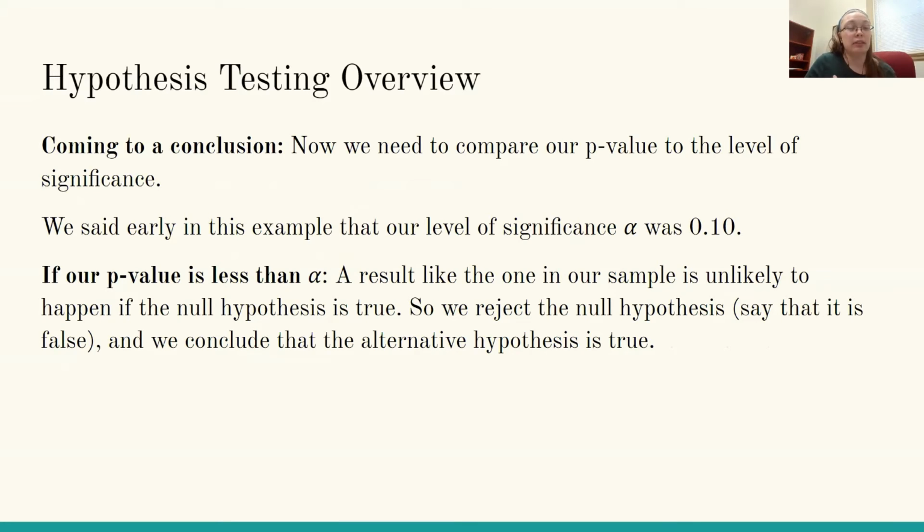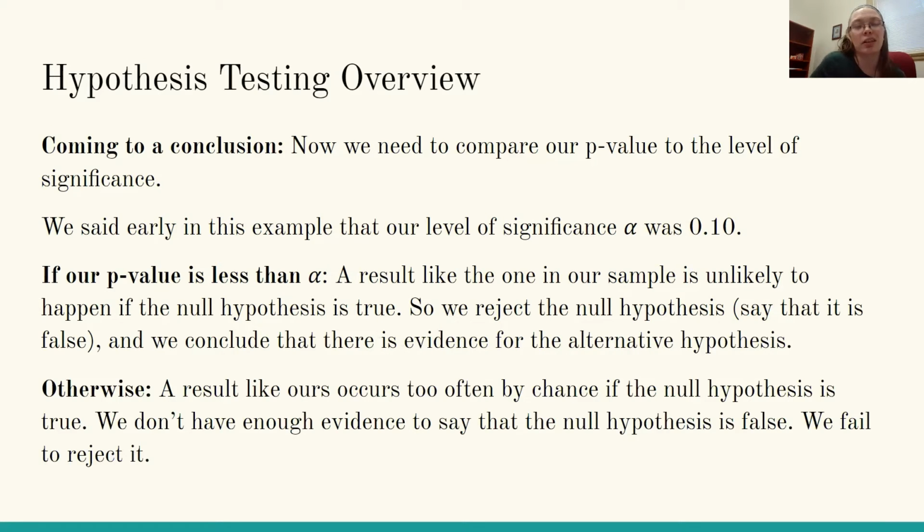If our p-value is less than alpha, then that says that a result like the one in our sample is pretty unlikely to happen if the null hypothesis is actually true. So we think that maybe it's not. We reject the null hypothesis, just like saying that it's false, and we'll conclude that there's pretty good evidence for the alternative hypothesis instead.